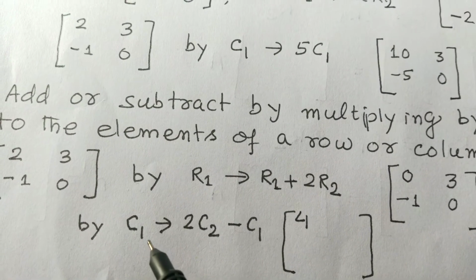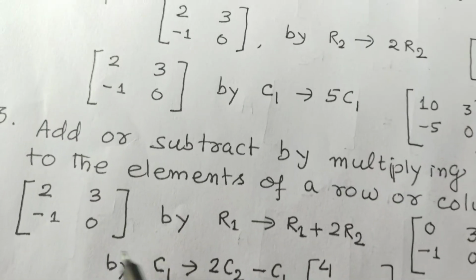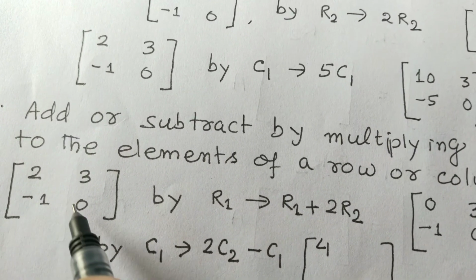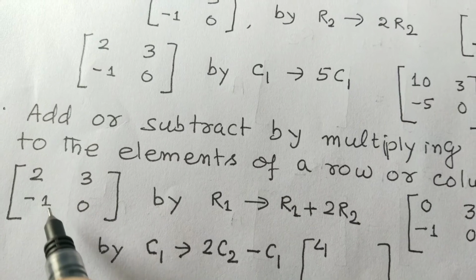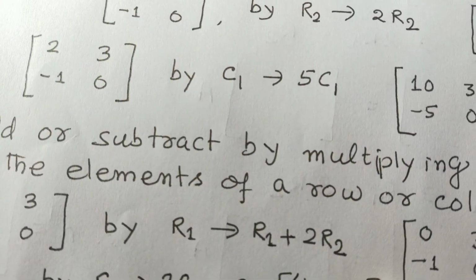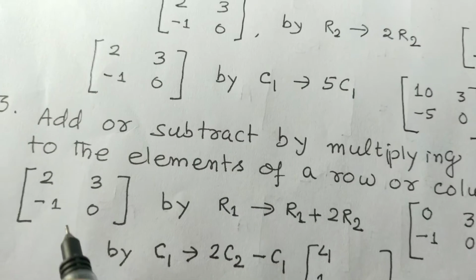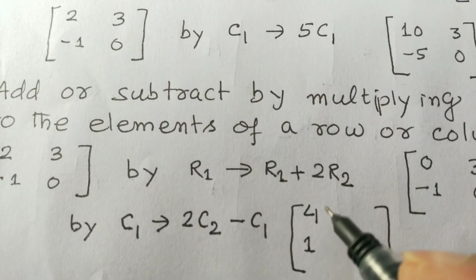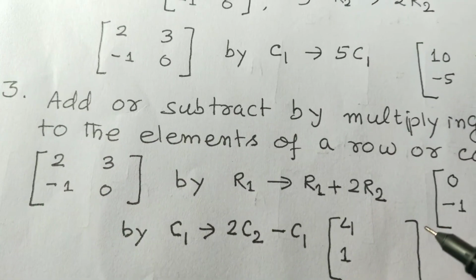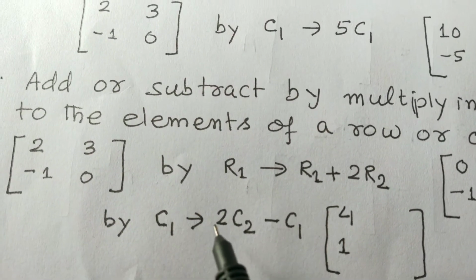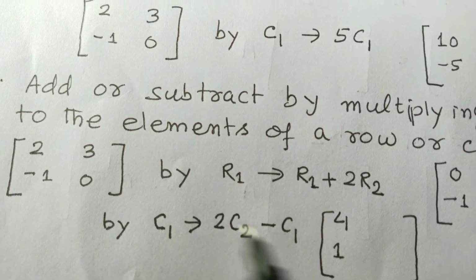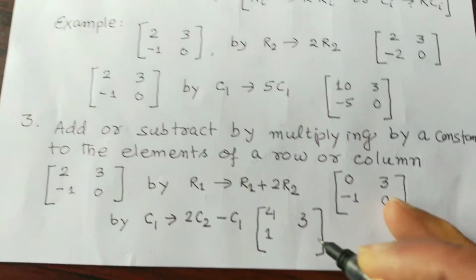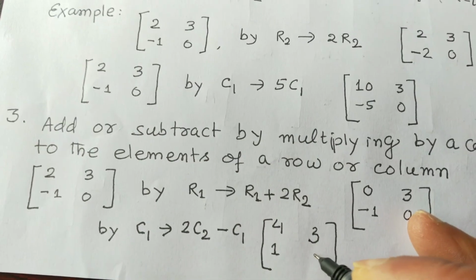And column 1 is changing, twice of column 2 minus column 1. Twice of column 2, 2 multiplied by 0, minus column 1, 2 multiplied by 0 minus of minus 1. That I will get 1. Minus of minus 1 will be 1. So this is being changed. Now column 2 is not changing. Only column 1 is operated, twice of column 2 minus column 1. So I will write column 2 from the original matrix, that is 3 and 0.